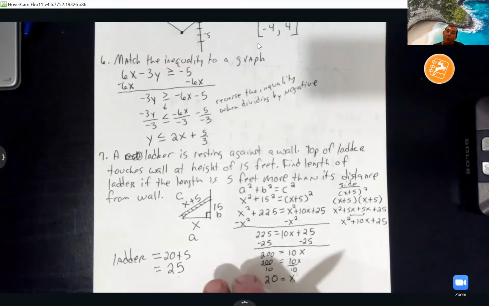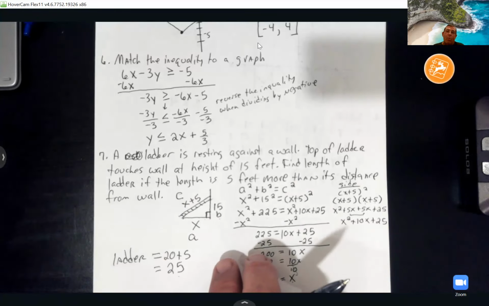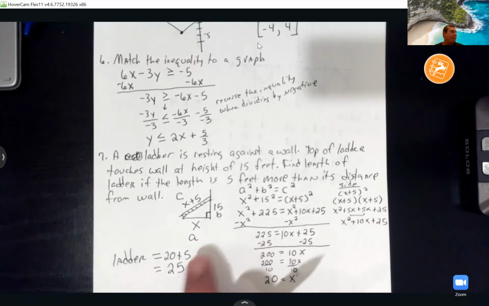So that was the only word problem you had to worry about. You didn't have to worry about that wire and all that stuff on this one, okay? So I'll let y'all catch that up and then we'll move on.